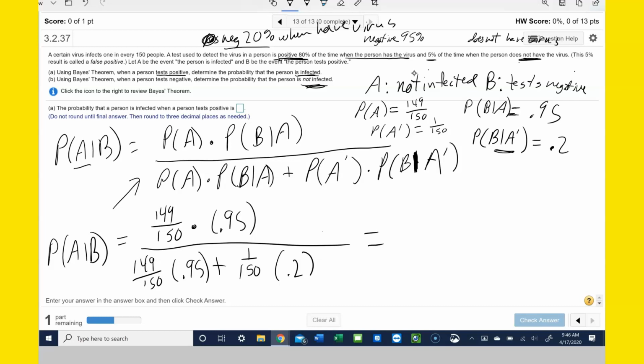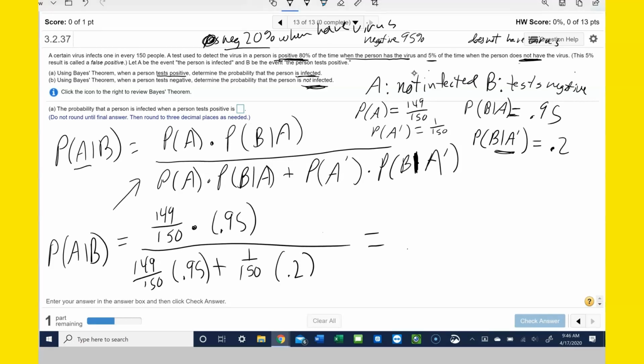I just need to type it in my calculator. And then try to get it. 0.999. So when we test negative, the probability that we're not infected is really, really high. 0.999. If we test positive, the probability that we are infected is still pretty low. So that's a really interesting problem. I just love Bayes' Theorem.